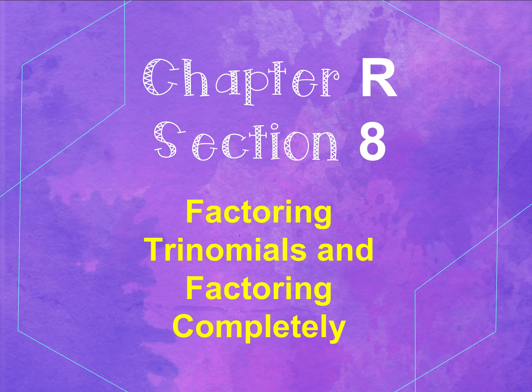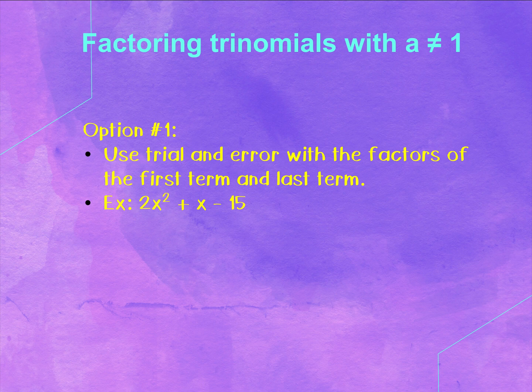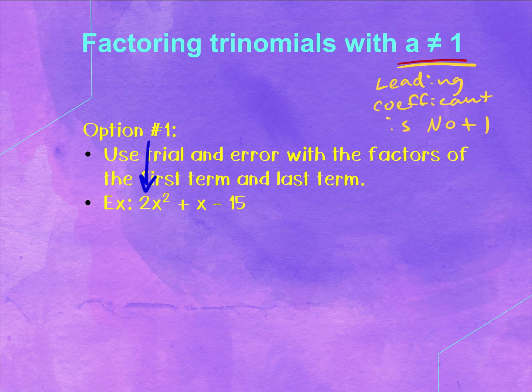Okay, R8. We're continuing with factoring, and we're going to be factoring completely. So in some of the questions, we may be factoring more than once. So first thing we're going to talk about is factoring when A is not 1, and A being our leading coefficient. So when the leading coefficient is not 1, the number in front of the x squared is going to be a number and not just 1.